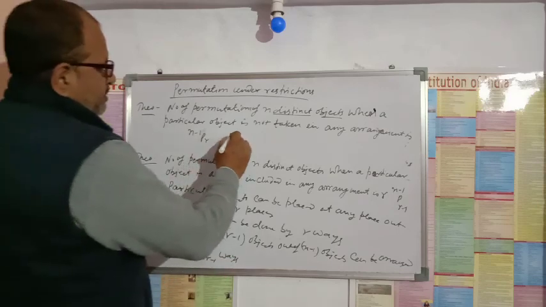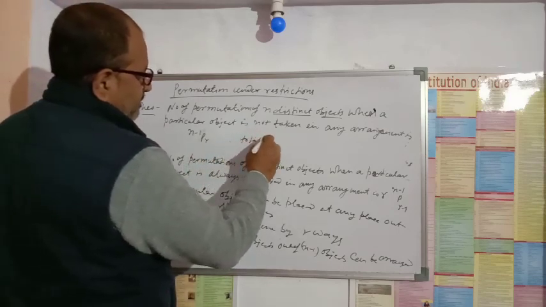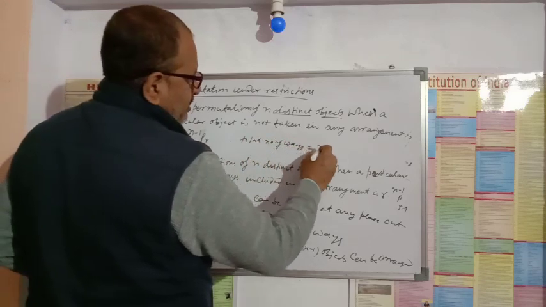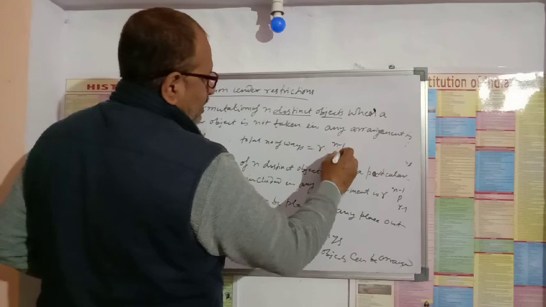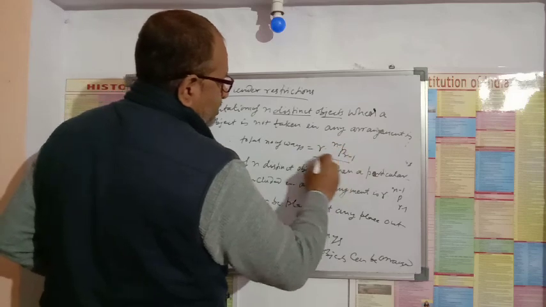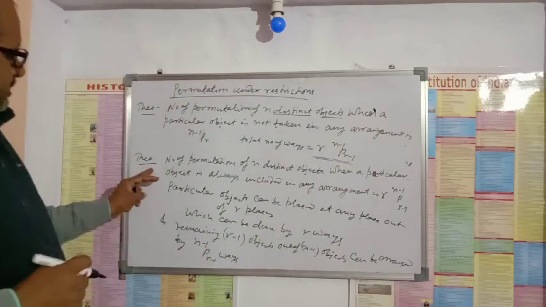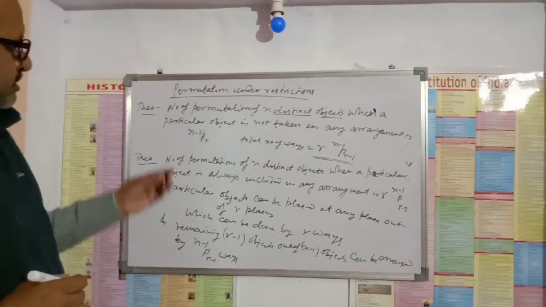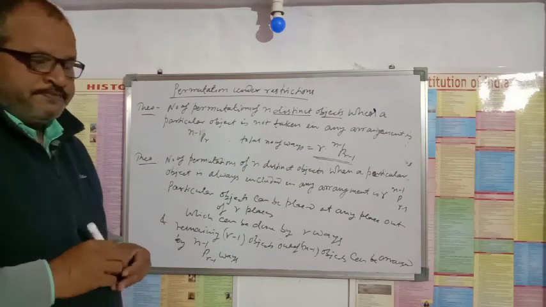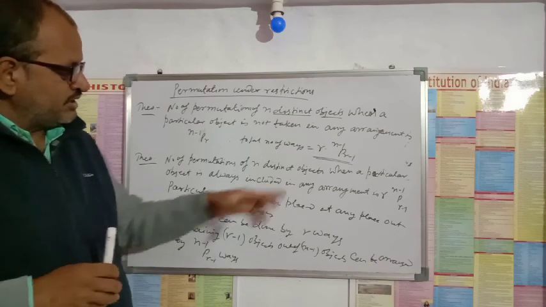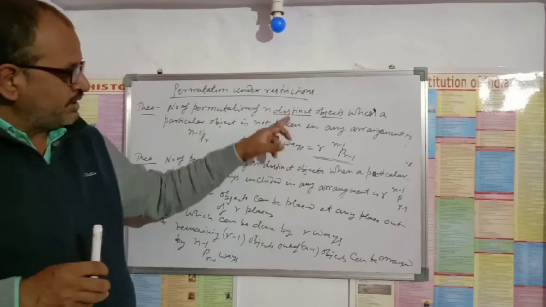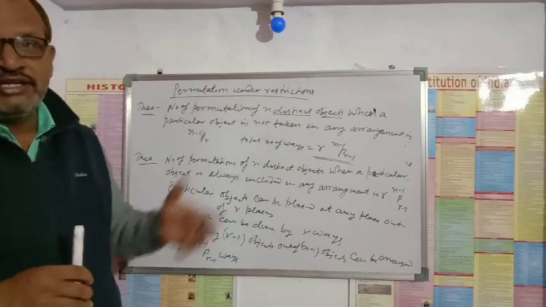So therefore, the total number of ways will be r into n minus 1 P r minus 1. So the second theorem gives r into n minus 1 P r minus 1. These are restricted permutations. Restriction means a particular object is taken in every arrangement. In the first case, the particular object is not taken in any arrangement.